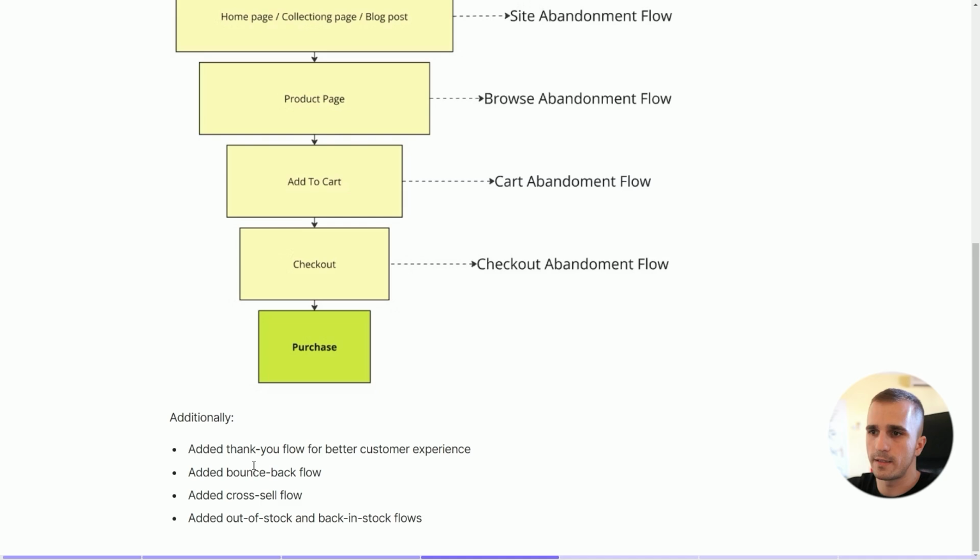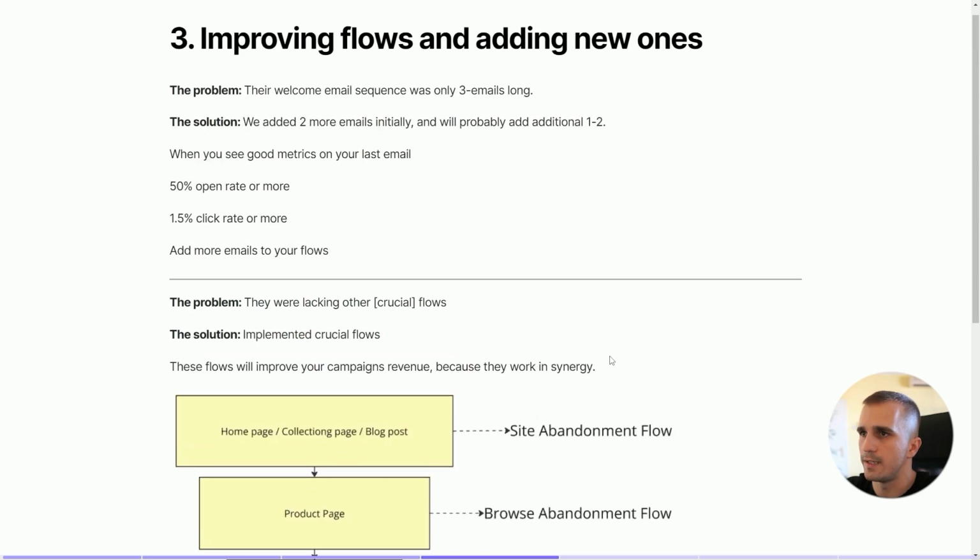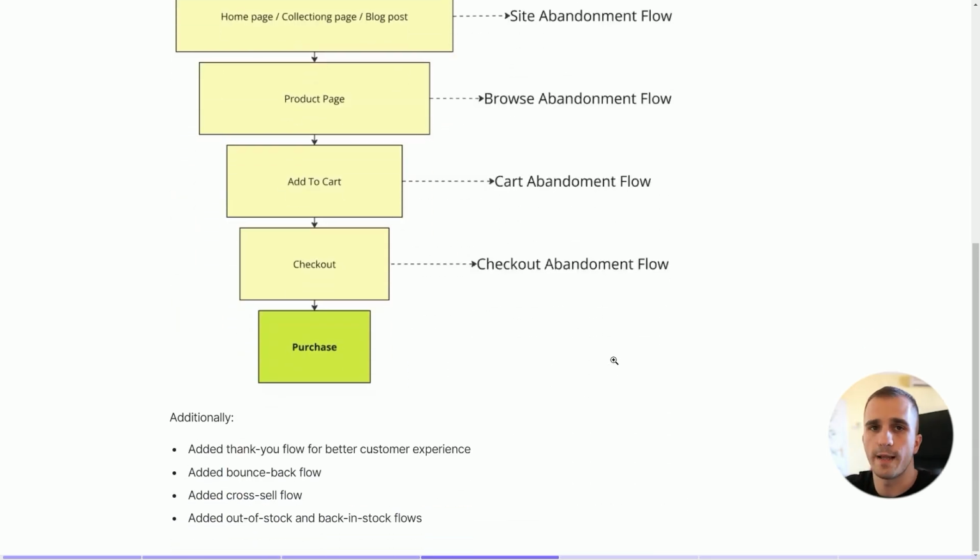So also we have added the bounce back flow, cross sales flow, we have added the out of stock and back in stock flows, and these things really helped with increasing the email revenue from flows and also from campaigns.